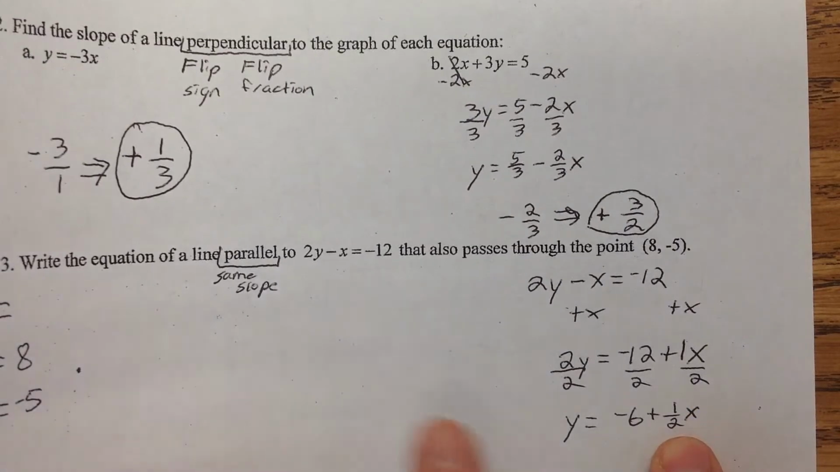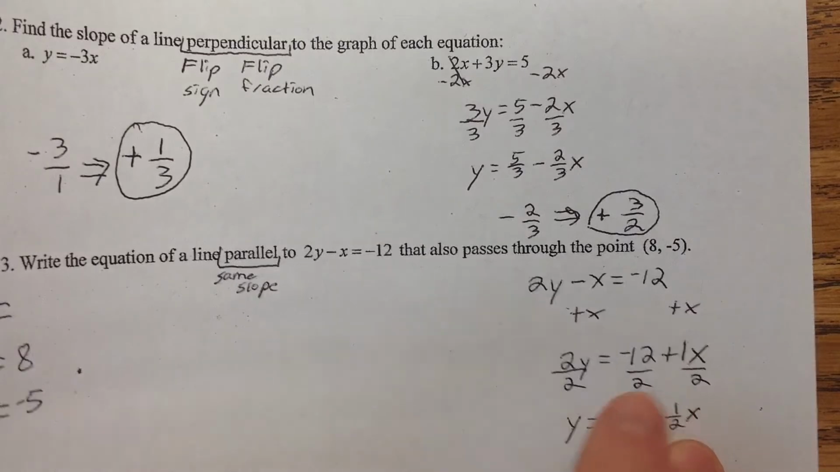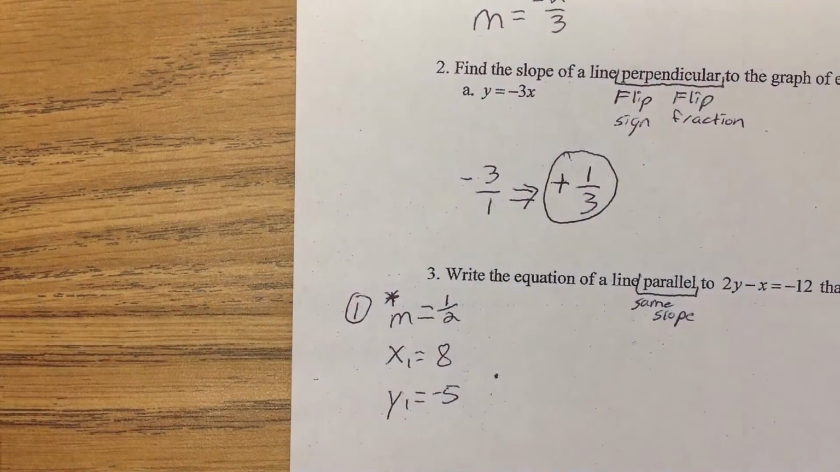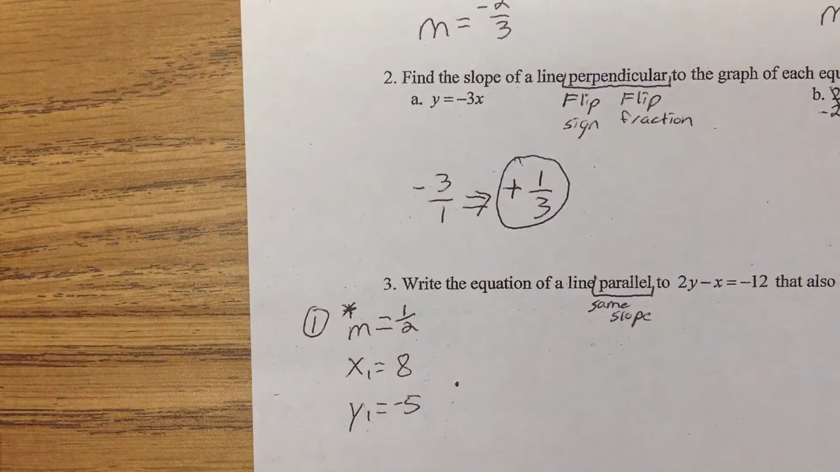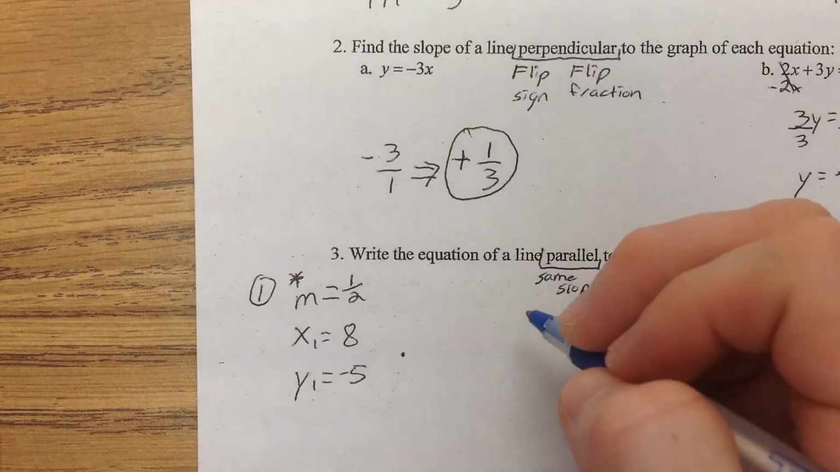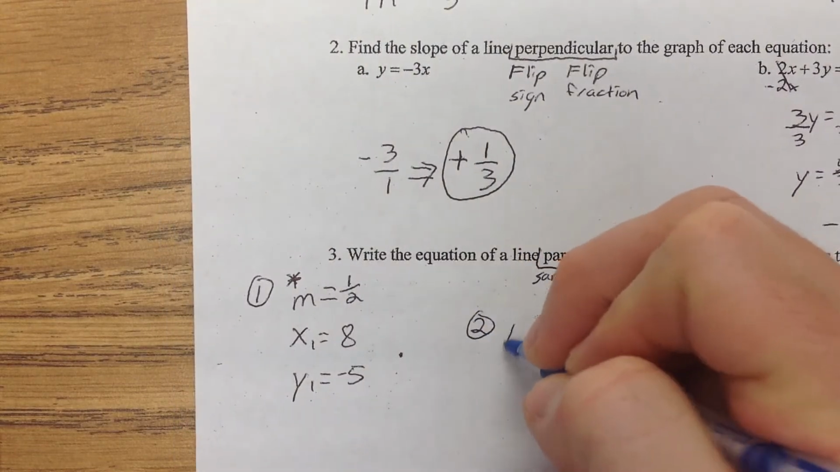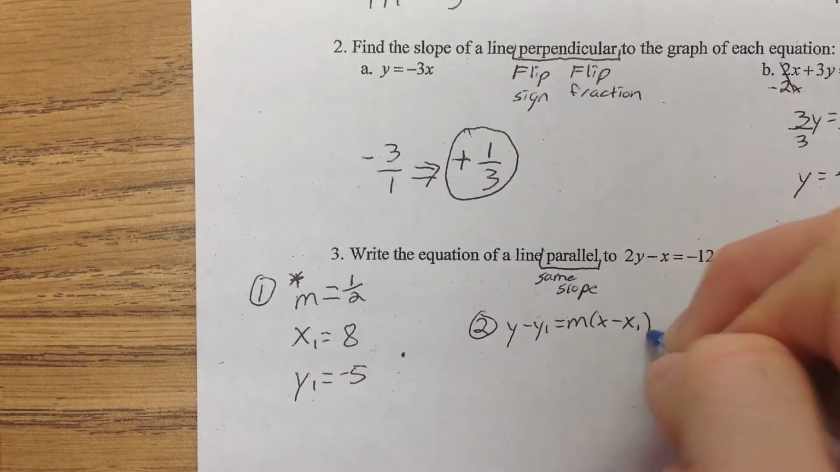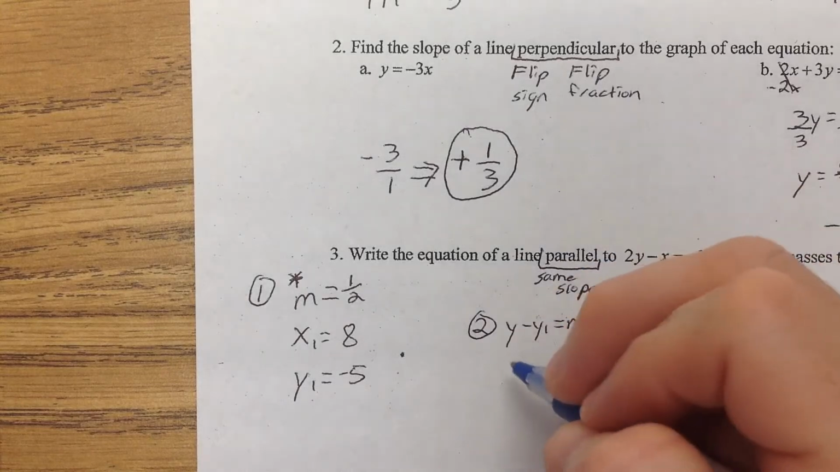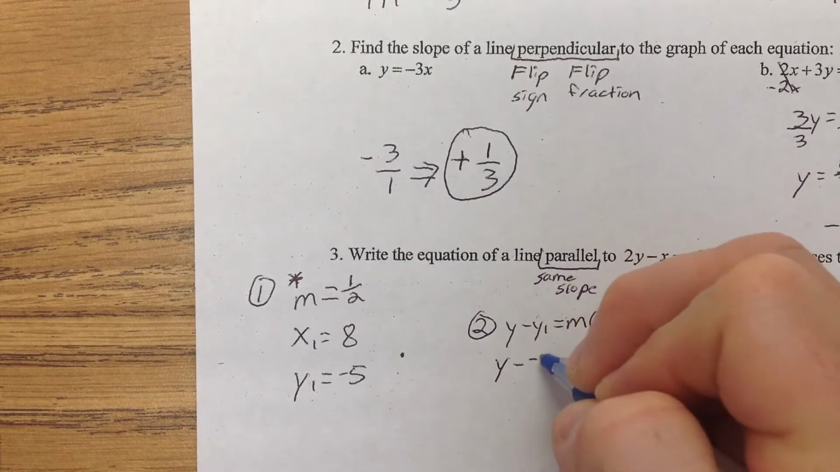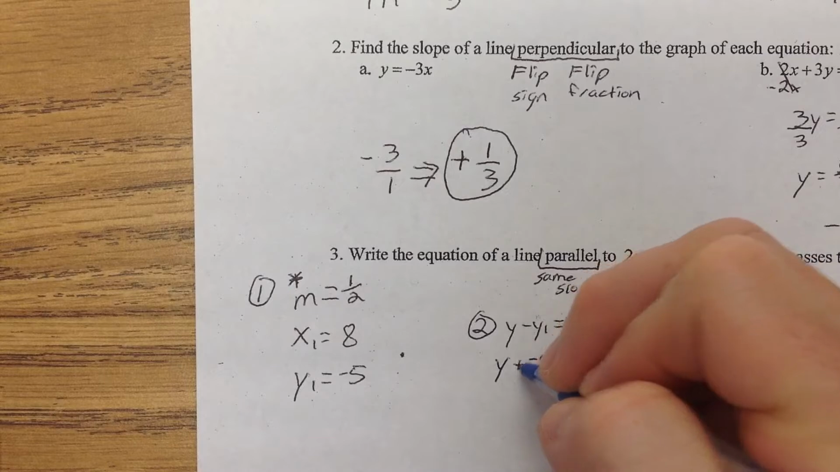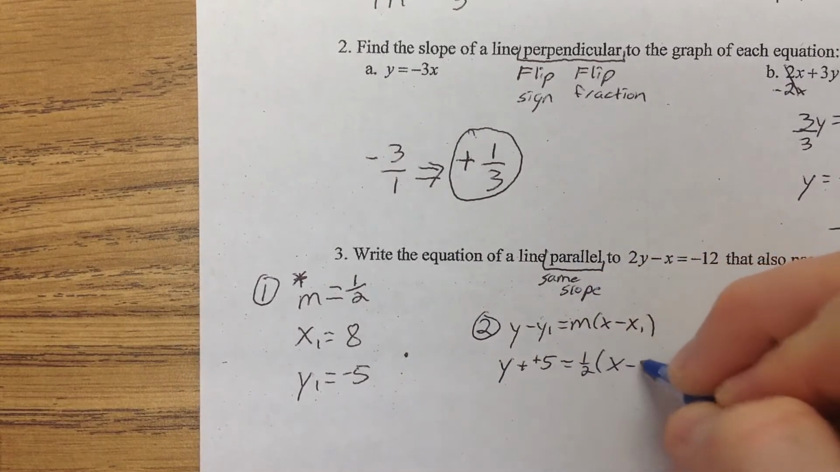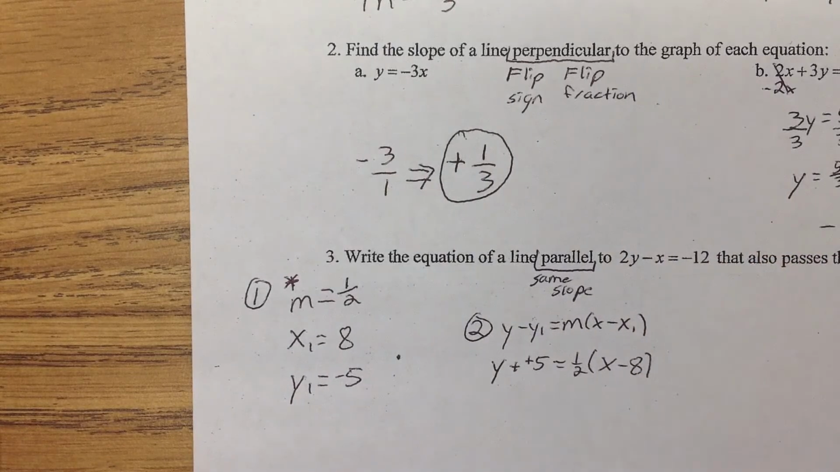And since the lines are parallel, if this has a slope of 1/2, then my new line will also have a slope of 1/2. Okay, so now I have my 3 pieces of information, and now we're back to where we were last homework. It's just going to be y minus y1 equals m times x minus x1. We're going to plug in our information. So y minus a negative 5, which we're not going to leave, that's going to become y plus 5, equals 1/2 x minus 8.